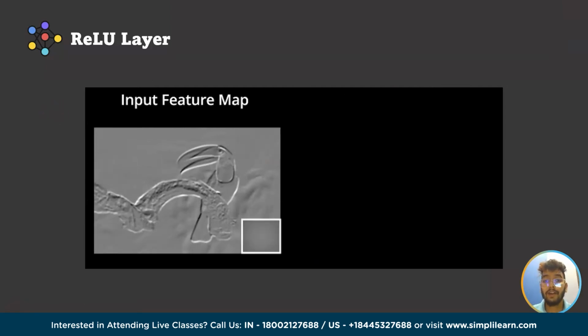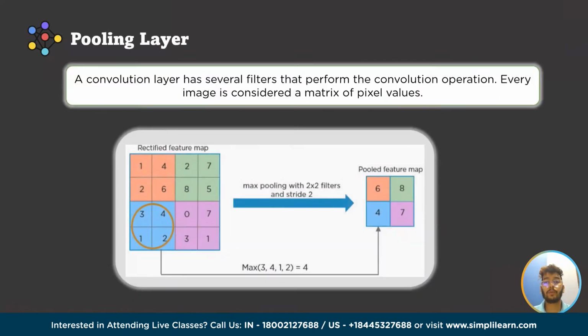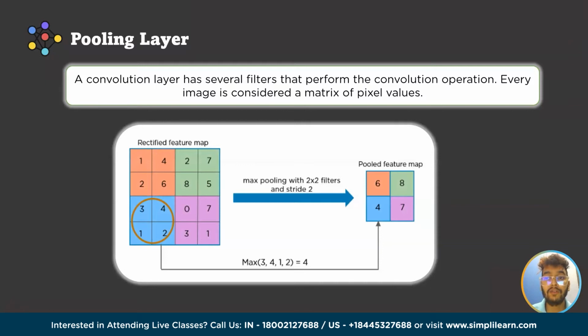So now the third layer comes into action, the pooling layer. Pooling is a downsampling operation that reduces the dimensionality of the feature map. The rectified feature map now goes through a pooling layer to generate a pooled feature map. So this is a rectified feature map. Here 3, 4, 1, 2. From this it will take the maximum value, here it is 4, and from this it will take the maximum value 7, and from these it will take 8 and 6. Okay, so max pooling with 2 by 2 filters, and the stride is 2.